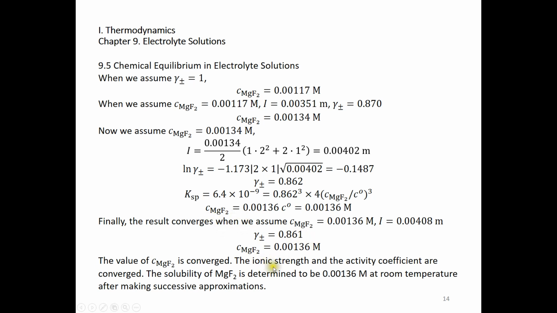And at this point, not only the concentration is converged, the ionic strength is converged, and gamma, the activity coefficient, is converged. At room temperature, we determined the solubility of magnesium fluoride in water as 0.00136 molar. And this is definitely higher than 0.00117 when we assumed this gamma is simply 1. So yeah, you of course can first assume gamma is 1 to get the concentration, but just do not stop there. Once you have a value for concentration, you can compute the ionic strength and a new value of gamma. Once you have a new value of gamma, you can compute the new value of the concentration. You keep doing all these iterations until the values are converged.